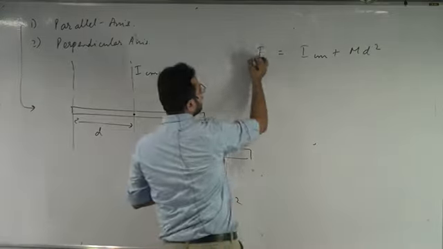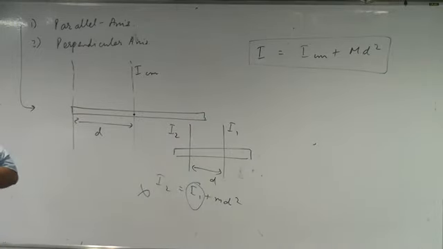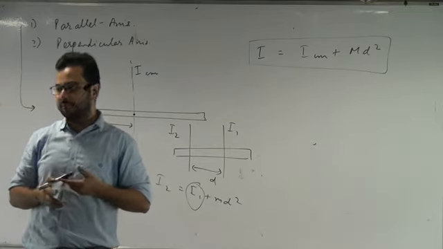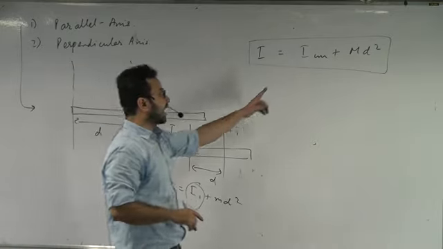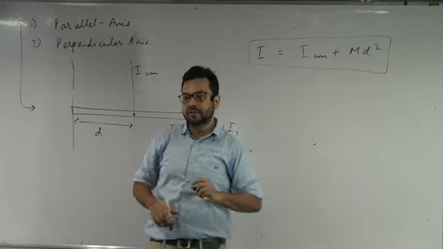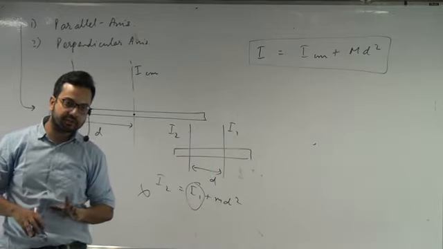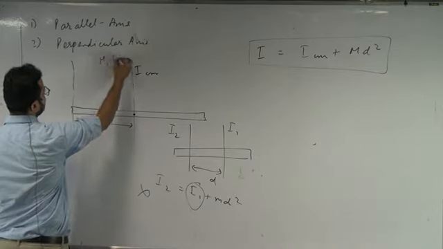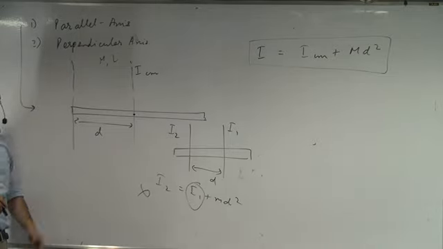So this I is equal to I_CM plus md square comes with two conditions. What are those two conditions? First of all, both the axes have to be parallel, hence the name parallel axis theorem. And secondly, this has to be the moment of inertia about an axis passing through the center of mass. Is that clear? Any problem? Now if the rod has a mass m and length L, can you find the moment of inertia of the rod through an axis passing through the end? Find that out.